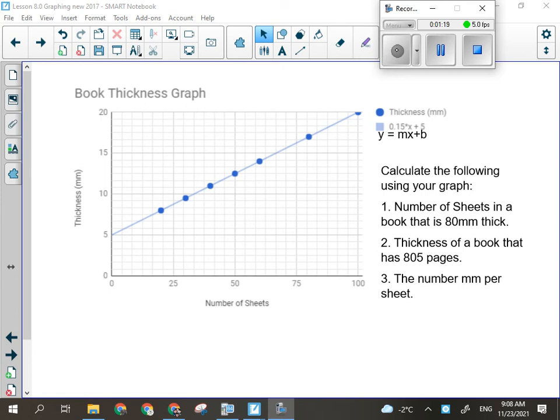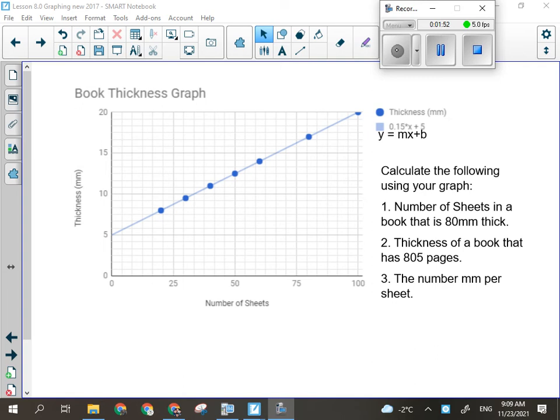Okay? And what are the units for that slope? Millimeters per sheet. So the slope of this line is telling us the thickness of one individual page in the book. That's why it can help us to figure out how many pages are in a book of a given thickness, or what the thickness of a book of a given number of pages would be, either one. We can find either y or x.